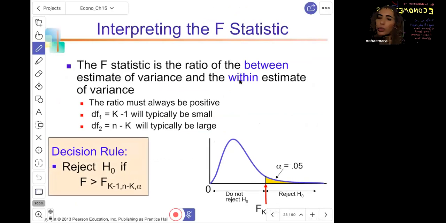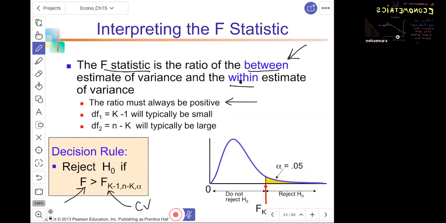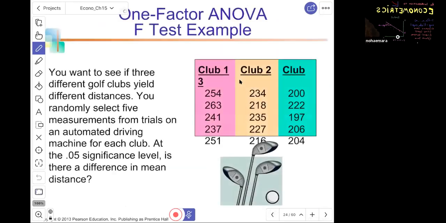In terms of the interpretation of the F statistic, it is exactly the same, nothing different from the one we did before. So again, the F statistic is the ratio between over within. We actually care about the between, and this is based on the null hypothesis. The ratio must always be positive, right? It's a sum of squares, so it's always positive. And the decision rule is to reject the null if my computed F exceeds the critical value. So this is the rejection region, and you know this already, okay?